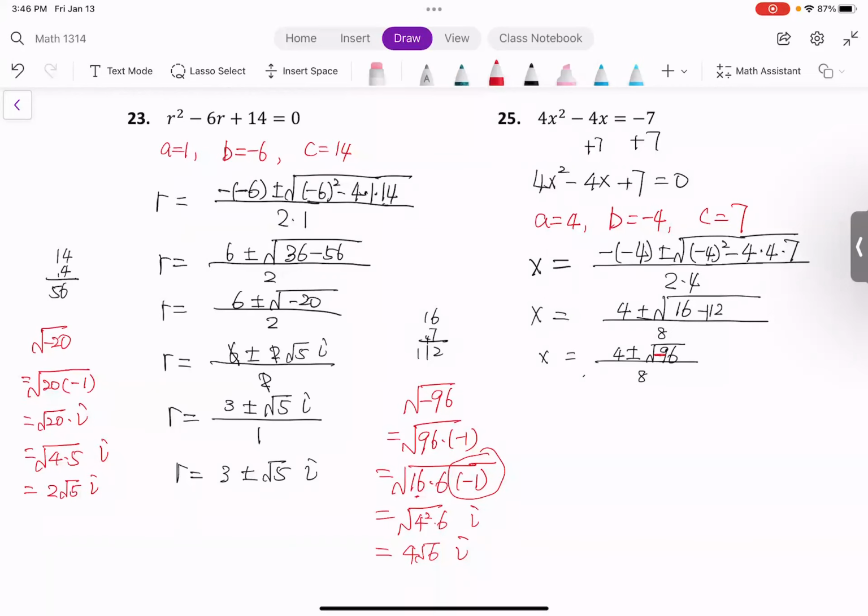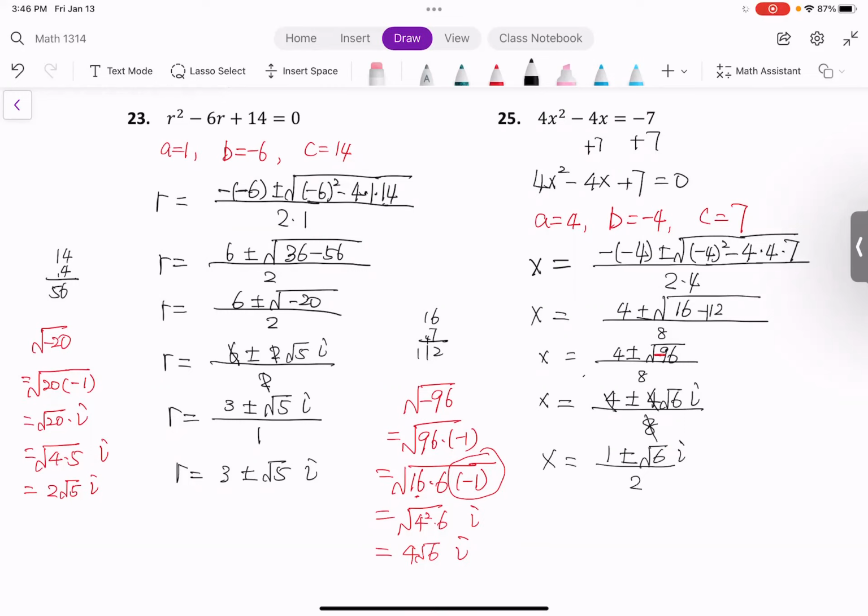So let's plug into the formula. 4 plus or minus 4 square root of 6 i over 8. So we can divide top and bottom by 4, that's the greatest common divisor. So 4 divided by 4 is 1, plus or minus 4 divided by 4, square root of 6 i. 8 divided by 4 is 2.